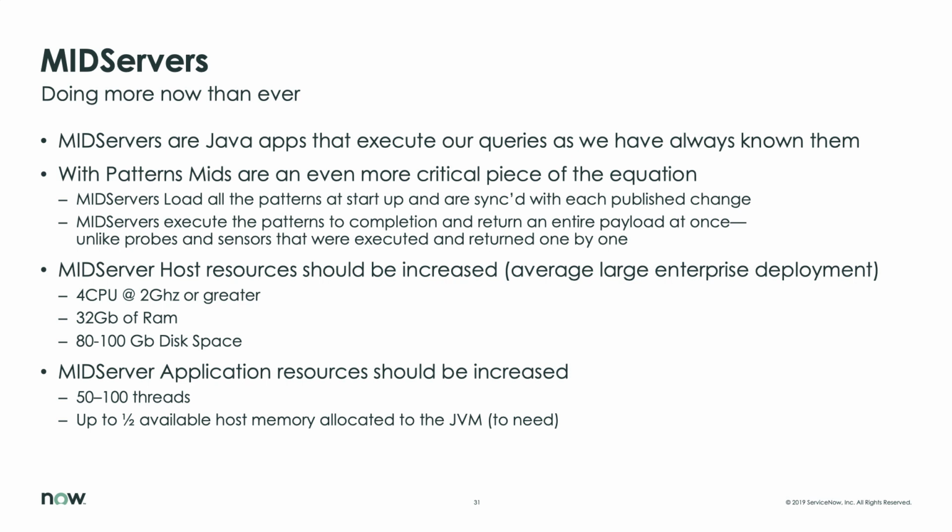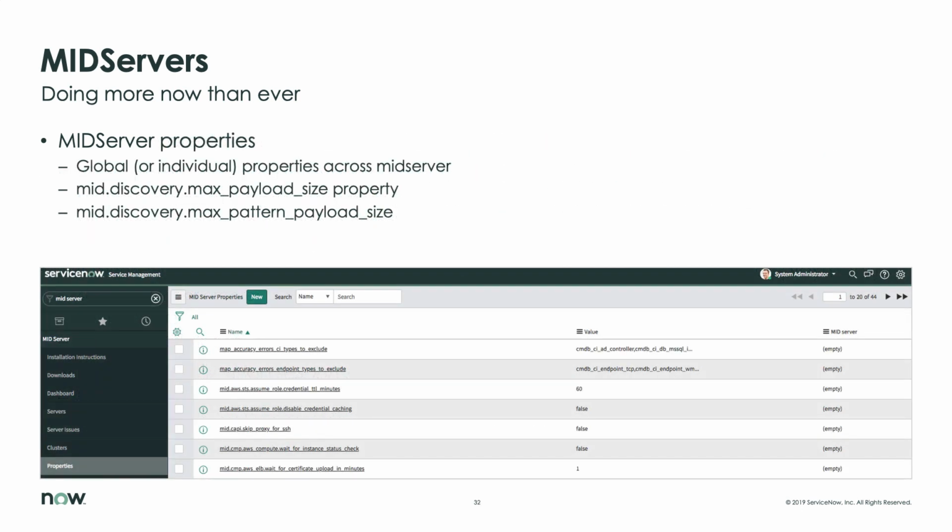And then, of course, increase your threads. One thing to know is that patterns take one thread. Unlike probes, some of which needed 2 or 3 threads to run, patterns take one thread. So you're looking at, hey, I can run 100 patterns at once, depending on what you're setting. And then always remember, if you're going to increase a lot of memory, always leave half the memory available to the host, so the Windows operating system, or the operating system in general, has enough resources to do what it needs to do to manage our JVM. So keep an eye out for that.